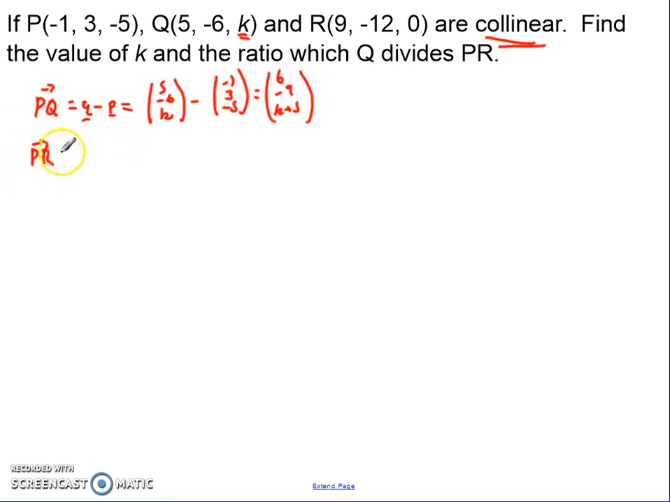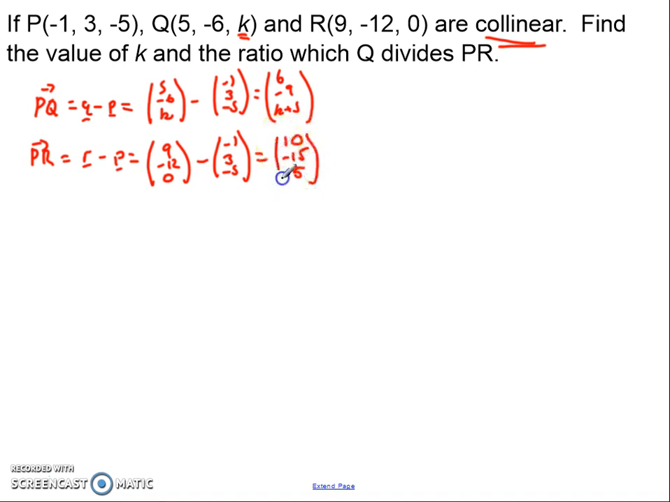We then do the same of P to R, but in this case it's R minus P. So R is given by 9, -12, and 0, and that's then going to be take away the P, which is take away the -1, 3, -5. 9 minus -1 is 10, -12 minus 3 is -15, 0 minus -5 is 0 plus 5, which is 5.